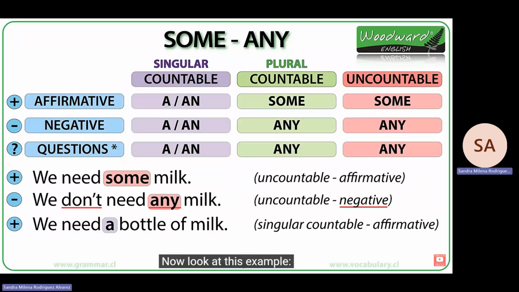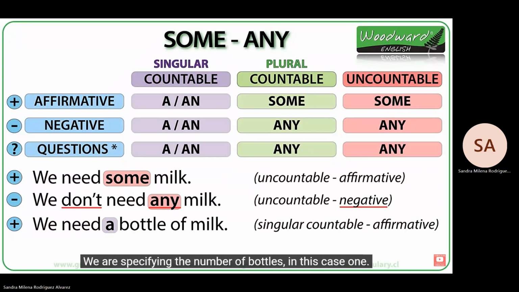Now look at this example. We need a bottle of milk. Why don't we use some here? We use a because we're counting bottles and not milk. We are specifying the number of bottles, in this case, one. We use some with plural countable nouns and uncountable nouns.